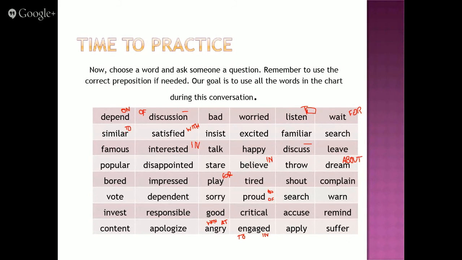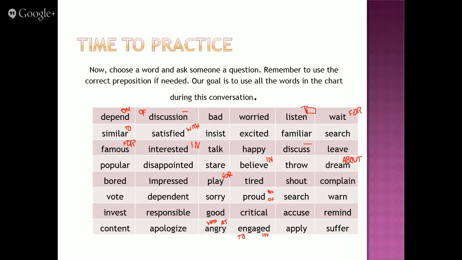So similar to. Okay, Jose, what about famous? If you need a preposition, what would you use with famous? I don't know, teacher. Totally fine to not know. The preposition here is famous for. So famous for.